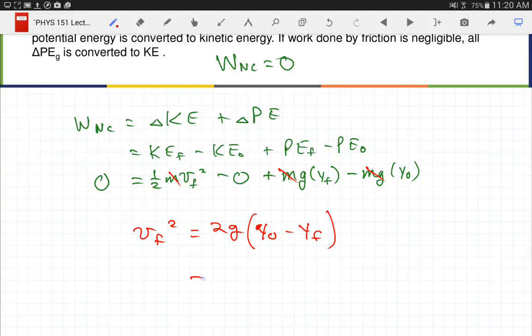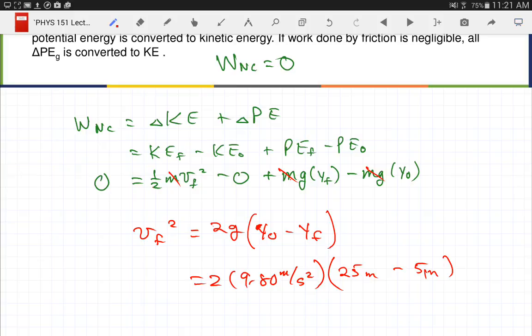And so now I can put in my numbers. 2 times 9.80 meters per second squared times my y initial. It started at 25 meters minus my y final. It ended at 5 meters. And that gives me my speed squared. Do the square root and I have the speed. Of course, I will have a positive and a negative sign, but since I'm just doing speed, just the magnitude, I just take the positive sign. And so it's fairly simple to find the speed.